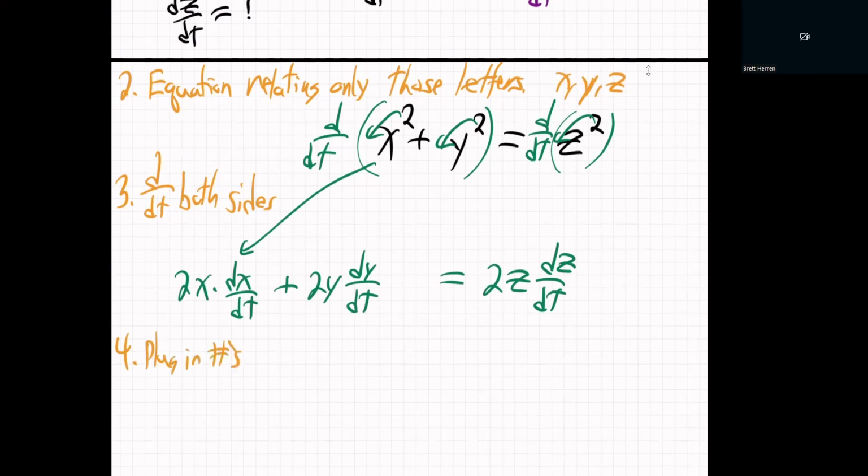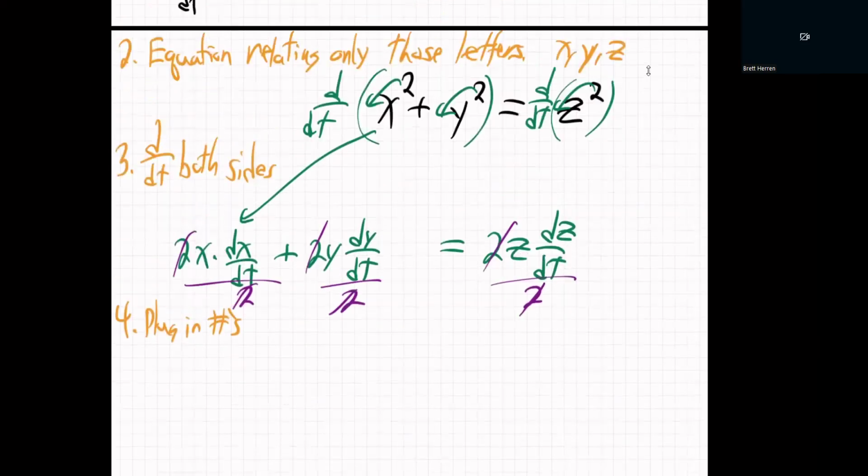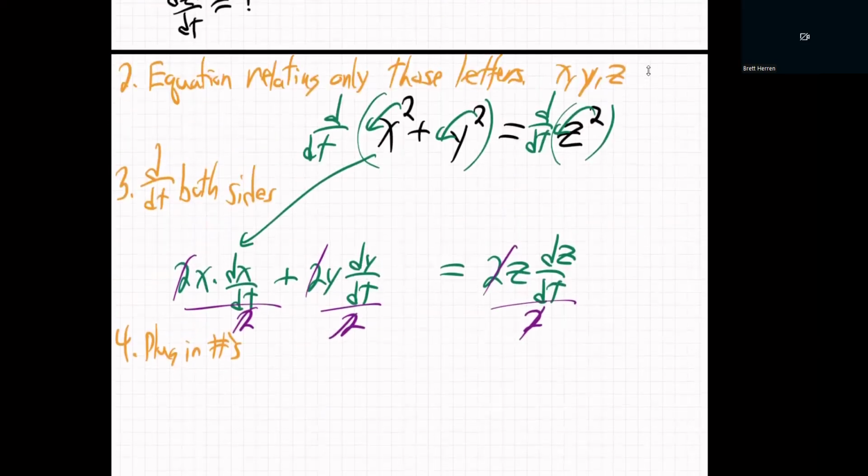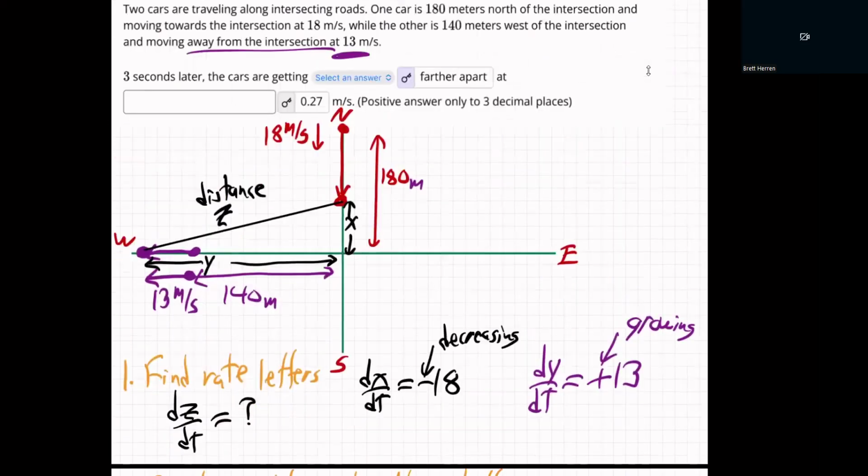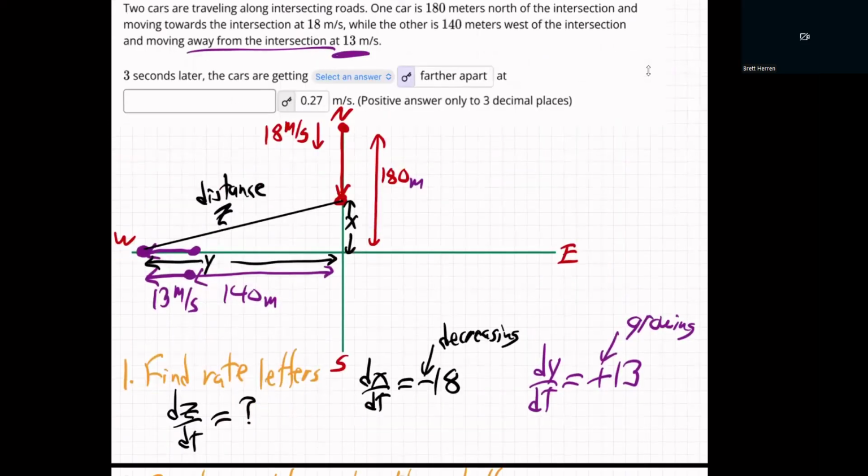And step 4, plug in the numbers. So first thing we can do, just make life easy, get rid of these 2's, right? Just divide through by 2. All right, so now we just need x, y, and z, and dx/dt and dy/dt. So we come back to the diagram. Here's how we can find x.